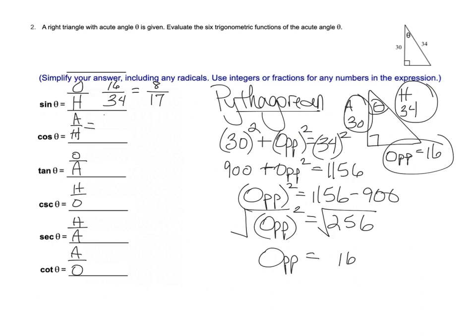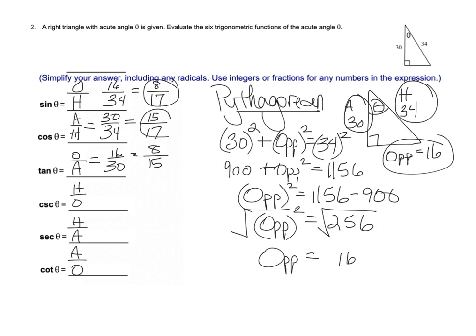Cosine adjacent is 30 over 34. Let's take a 2 out, and that gives me 15/17. Tangent opposite over adjacent, 16 over 30. Take a 2 out, 8/15.